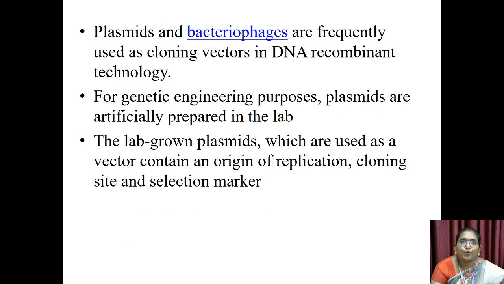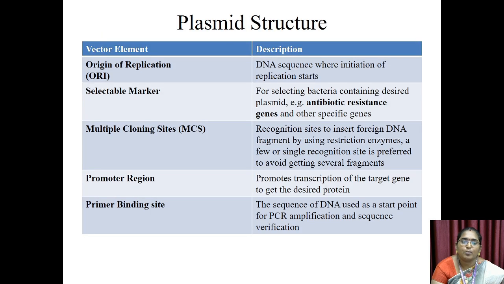Plasmids and bacteriophages are frequently used as cloning vectors in recombinant DNA technology. For genetic engineering purposes, plasmids are artificially prepared in the lab. The lab-grown plasmids, which are used as a vector, contain an origin of replication, cloning site, and selection marker.